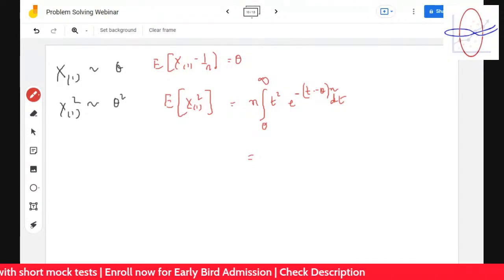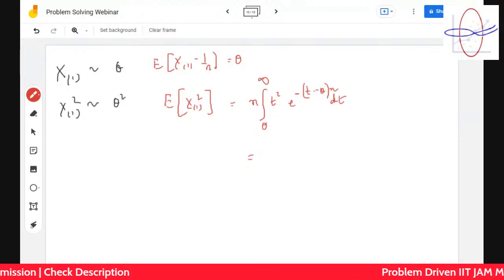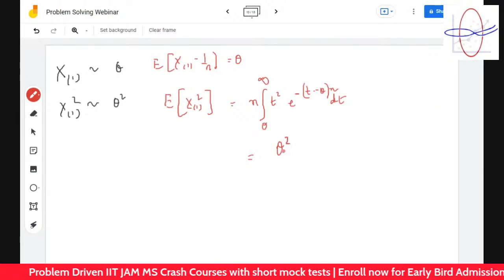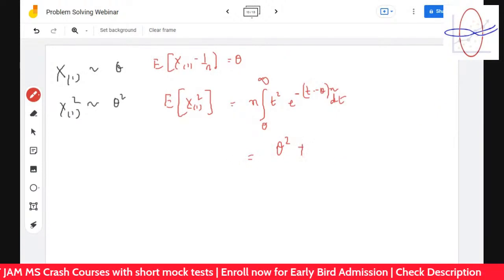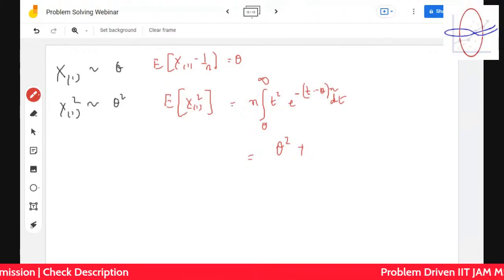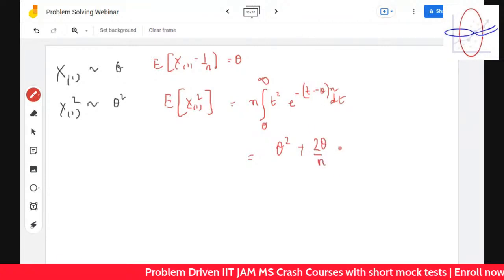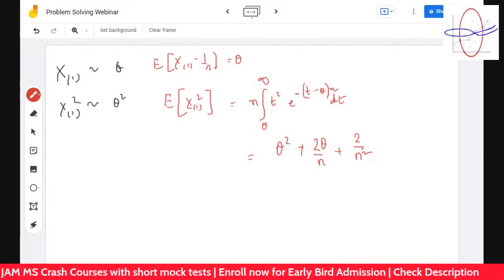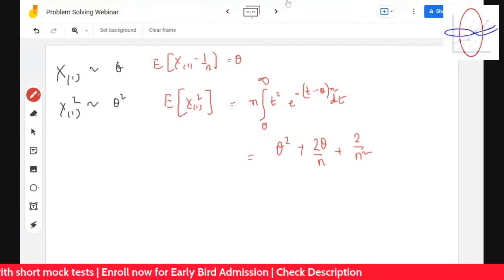So I'm getting something like this. Theta square plus. Can you please mute? Nikhil, bolo, you want to say something? Yeah, so theta square plus 2 theta by n plus 2 by n square. Are you sure? Yeah, 2 by n square. Perfect. This is exactly what I'm getting.